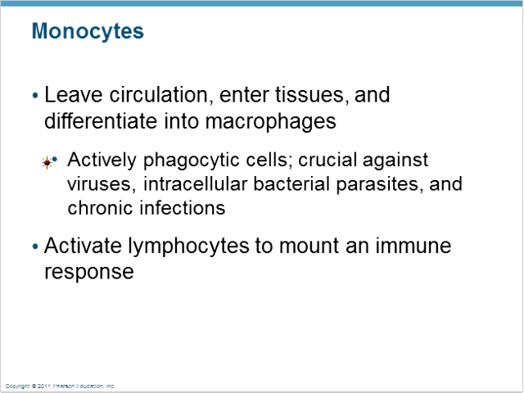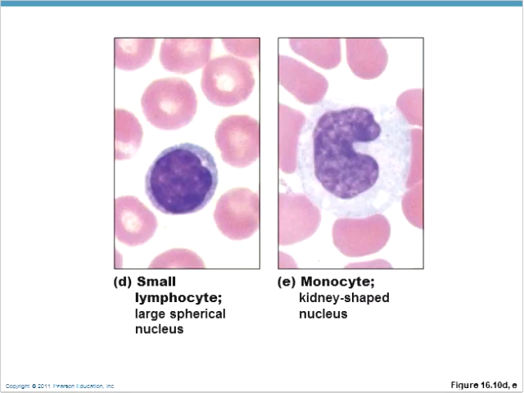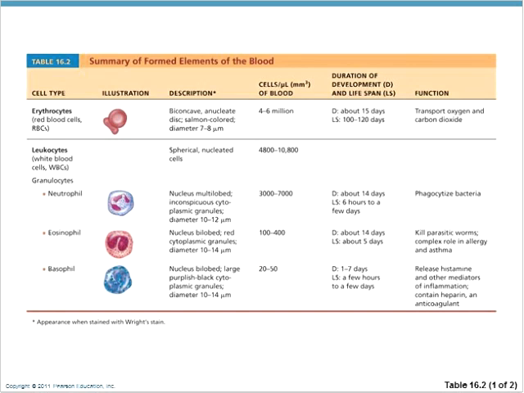A macrophage, like the neutrophils, is actively phagocytic. They're crucial against viruses, intracellular bacteria, parasites, and chronic infections. They also help to activate lymphocytes to mount an immune response, like we talked about before. So here's the lymphocyte. We see that really large purple nucleus and not very much dark cytoplasm, as opposed to a monocyte, where we see that U-shaped or horseshoe-shaped nucleus and a lot of cytoplasm around it, almost a fluorescent blue cytoplasm.